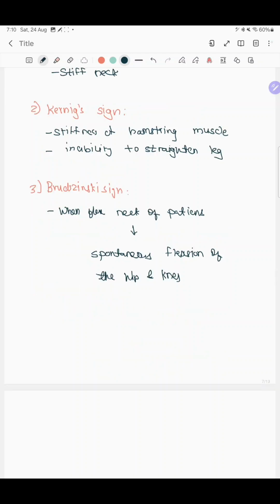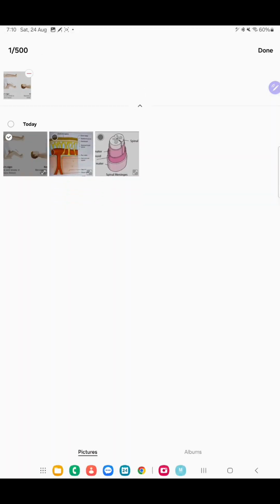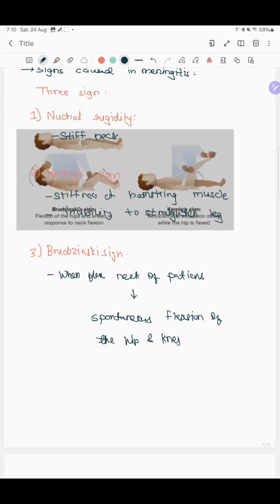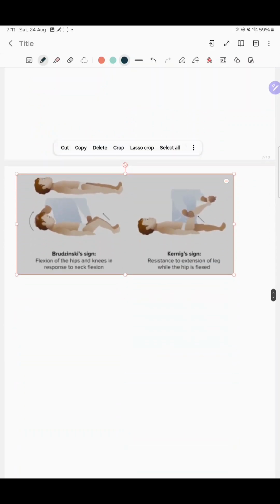Okay, so I'll just show you a figure. So this is Brudzinski sign, the flexion of the hip and knees in response to neck flexion. So when you flex the neck of a patient, it will cause the flexion of the hip as well as the knees. And Kernig's sign is a resistance to extension of the leg while the hip is flexed.